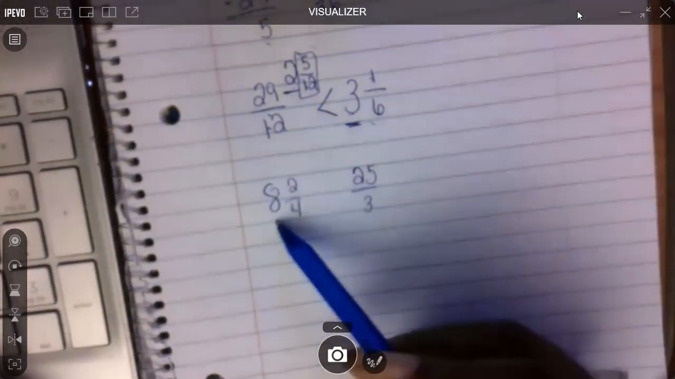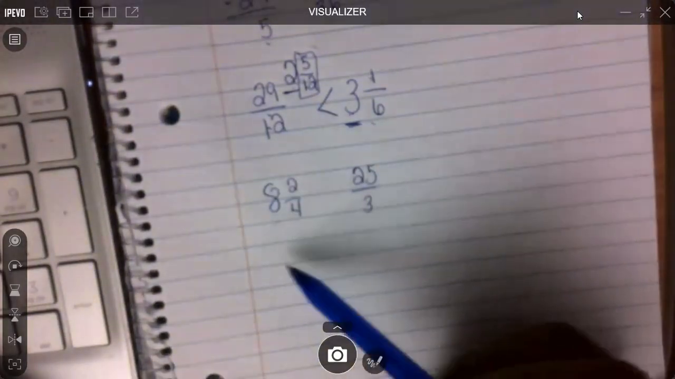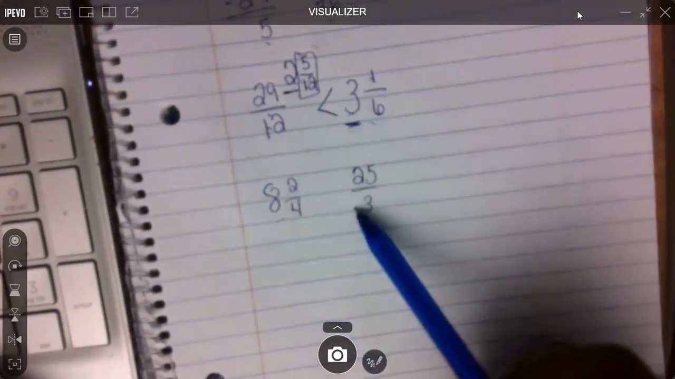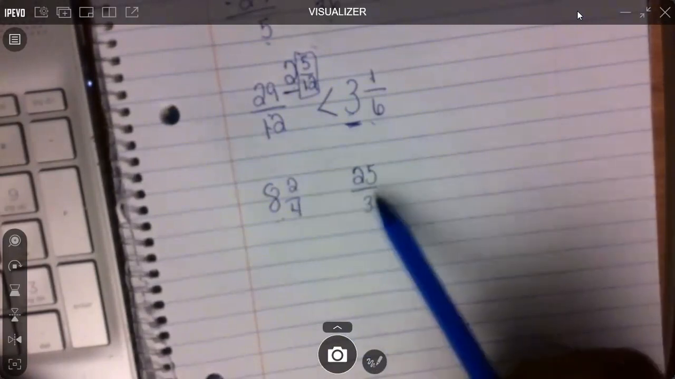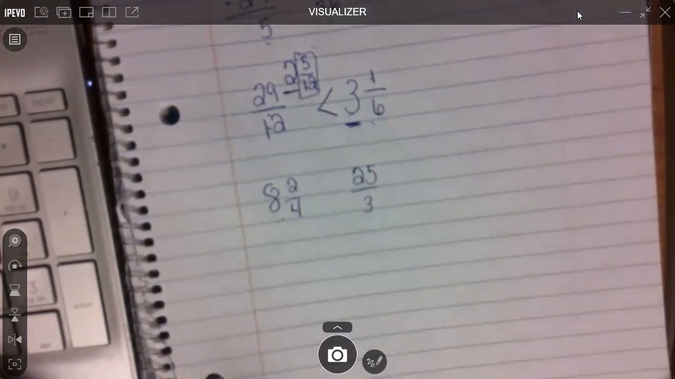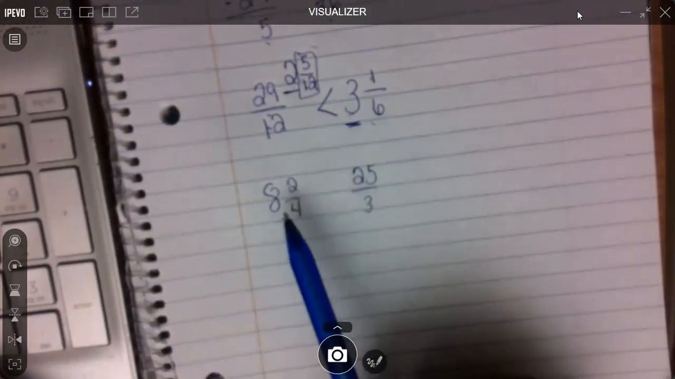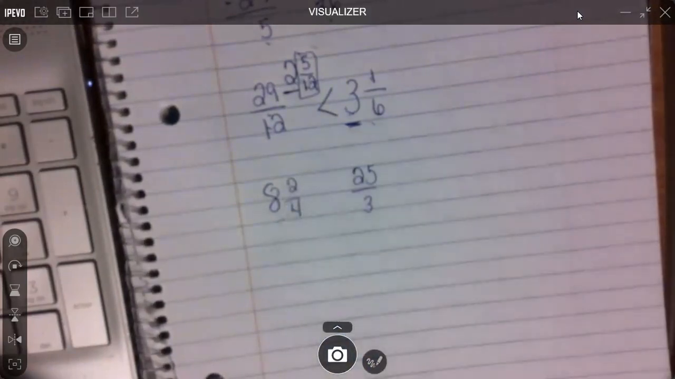Now, again, these are apples and oranges. These are two different types of numbers. This is a mixed number. This is an improper fraction. I cannot compare them the way they are now. I need either both of them to be improper fractions or both of them to be mixed numbers.